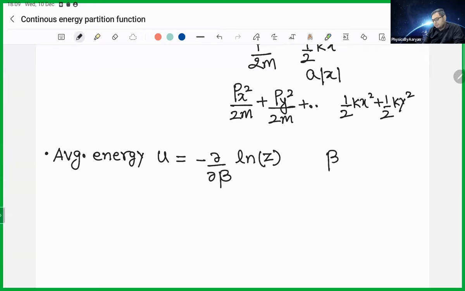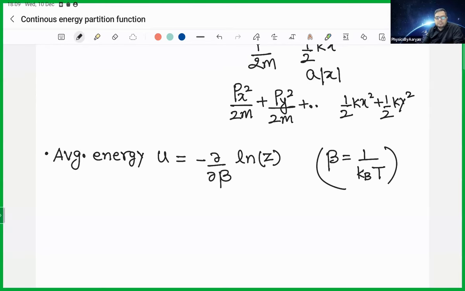Now what is beta? Beta is given by 1 by kBT. kB is the Boltzmann constant, T is the temperature. Beta is a constant because in the canonical ensemble temperature does not change, and hence beta is also not changing. So that is your average energy. This is how you find average energy.